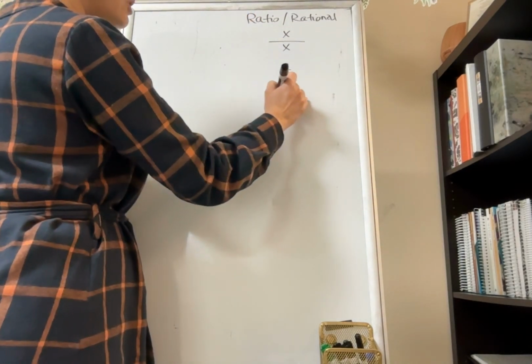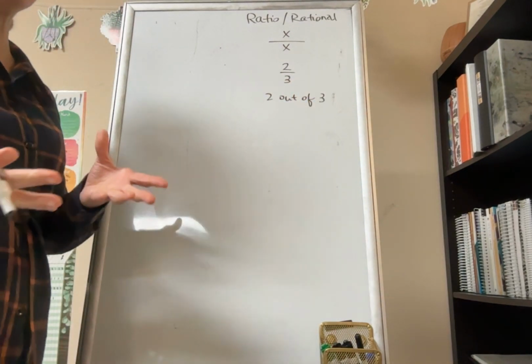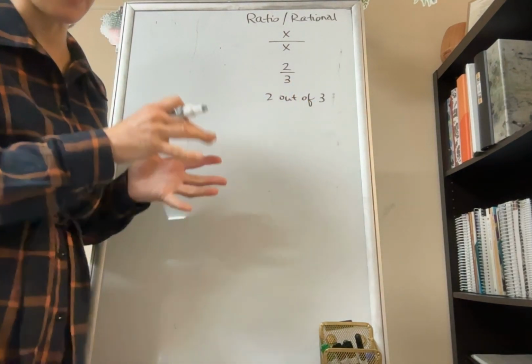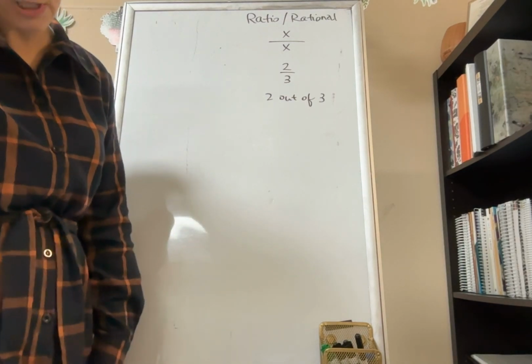2/3 is saying 2 out of 3. If there's 3 total, I have 2 of them. I have a piece of the whole. So we use ratios to compare.